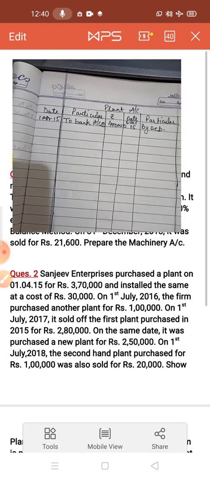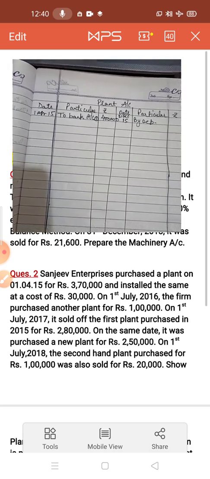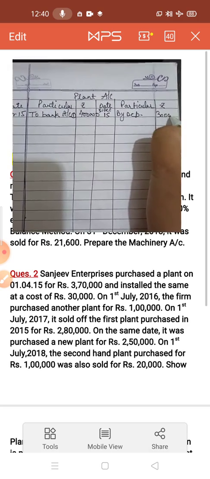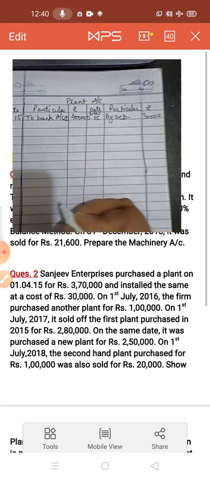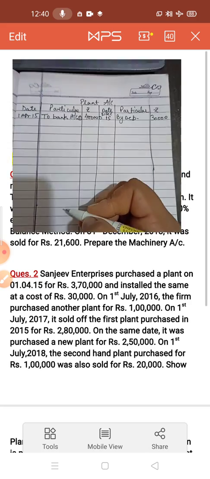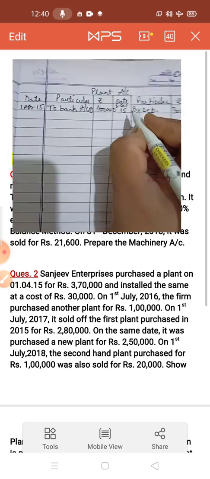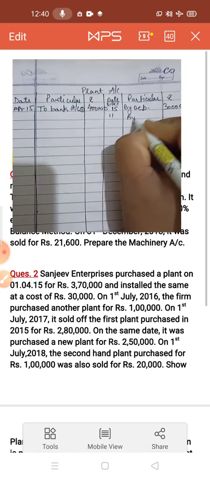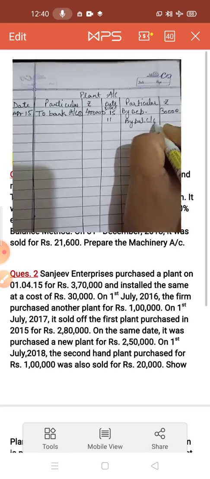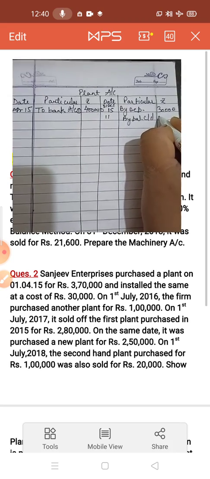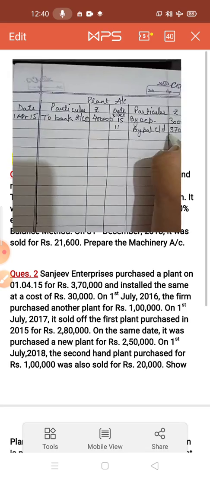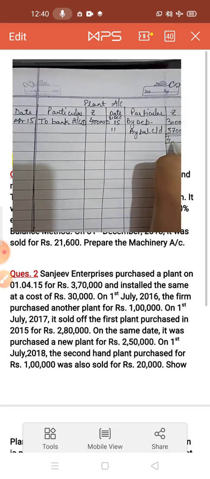So the depreciation amount is 30,000. The depreciation amount for 9 months is 30,000. Okay. Now first year you have to close. So on 31st December 2015 by balance CD amount is 4 lakh minus 30,000. It is 3,70,000. Now close the account 4 lakh.